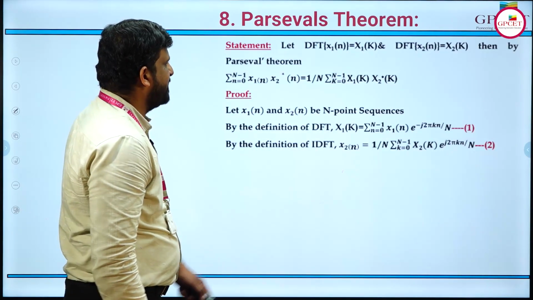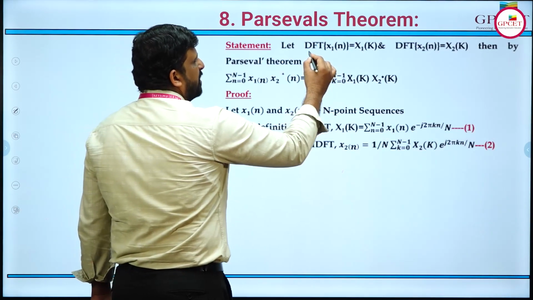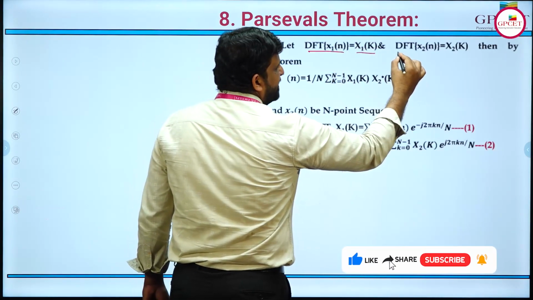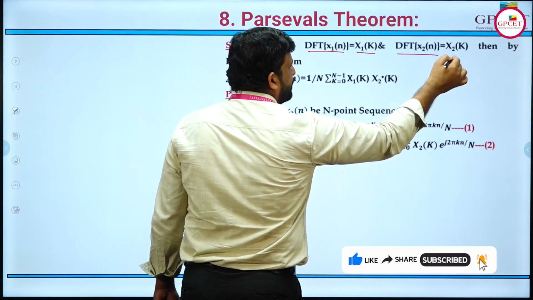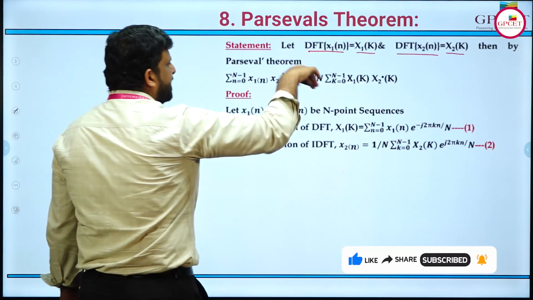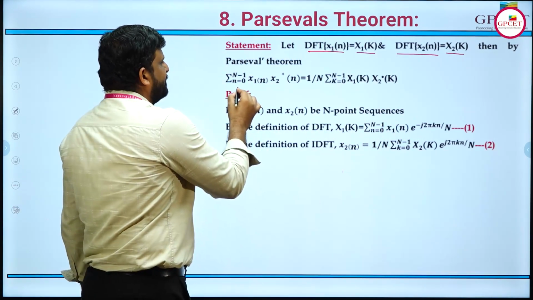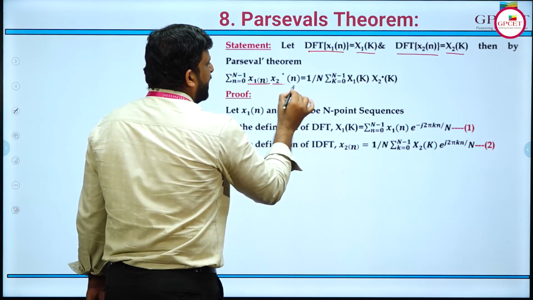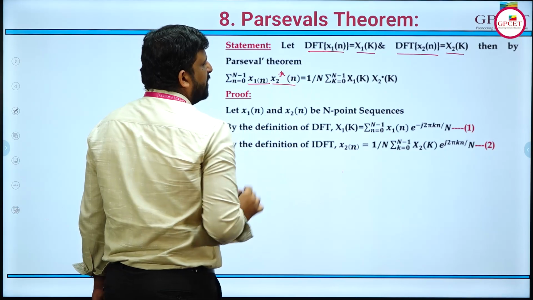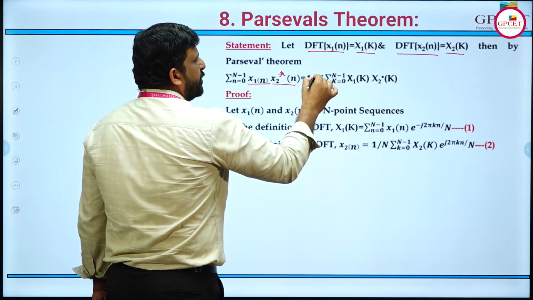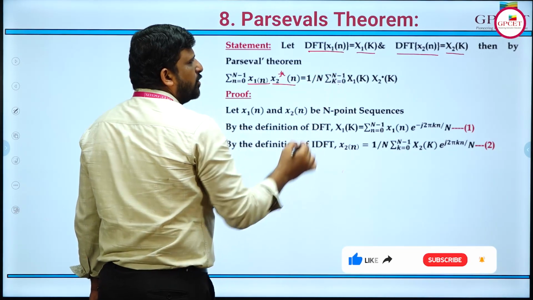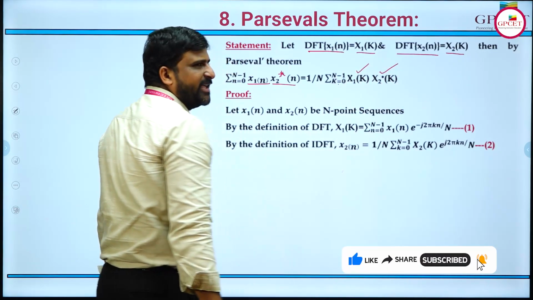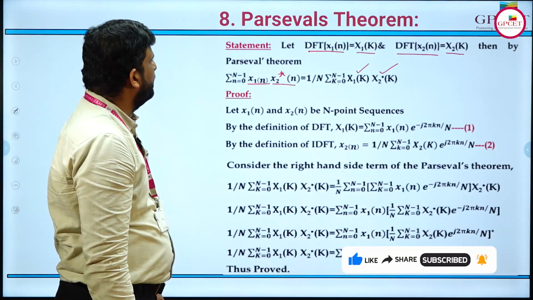It says that the discrete Fourier transform of x1 of n should produce x1 of k. Similarly, the discrete Fourier transform of x2 of n should produce x2 of k. Upon these two conditions, Parseval's theorem says summation n equal to 0 to N minus 1 x1 of n into x2 conjugate of n is equal to 1 by N summation k equal to 0 to N minus 1 x1 of k and x2 conjugate of k. So this is the statement of Parseval's theorem.